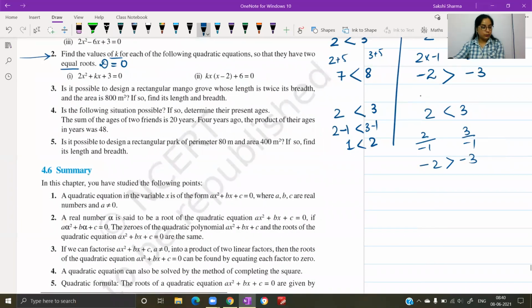Question number 3, 4, and 5, you've been given some real life situations. You have to find out if such a situation is possible or not. So what we are going to do is we'll begin by assuming that the situation is possible. We'll try to represent it in the form of a quadratic equation. And then we will find out the discriminant of the equation to see whether or not that equation can be solved to find out real values.